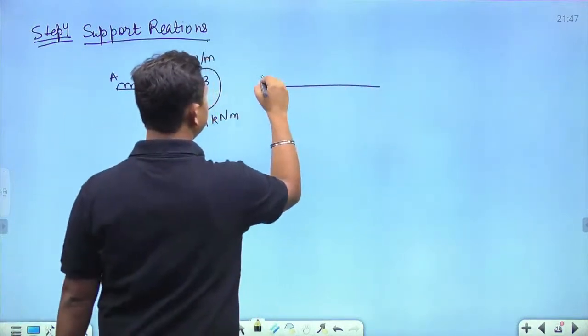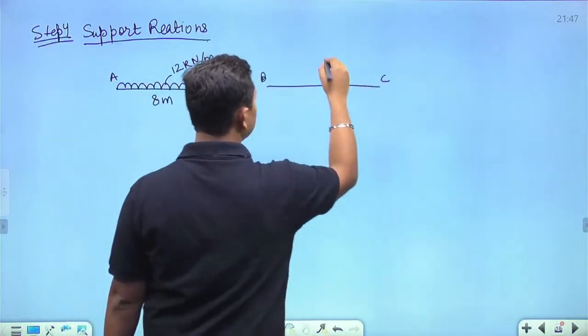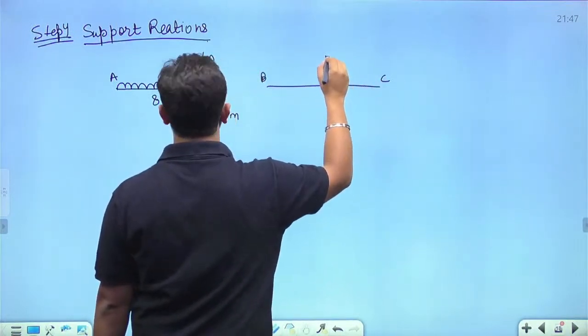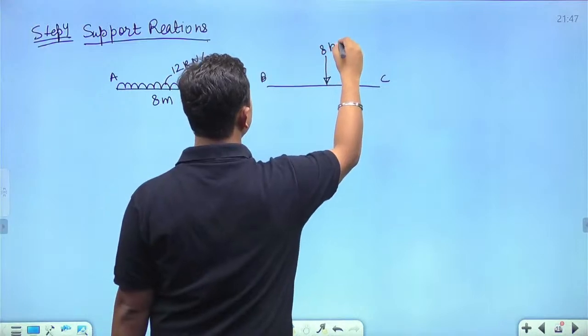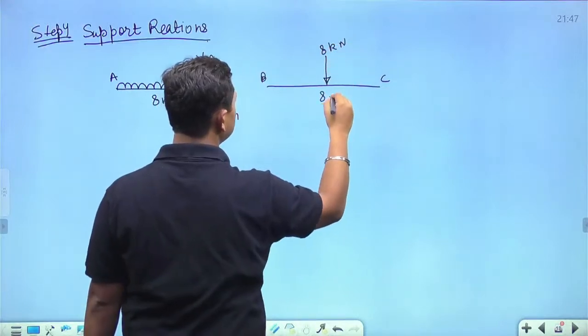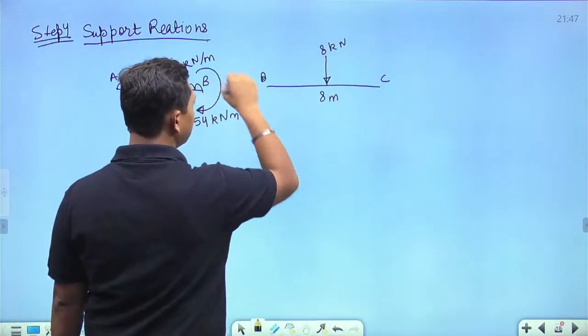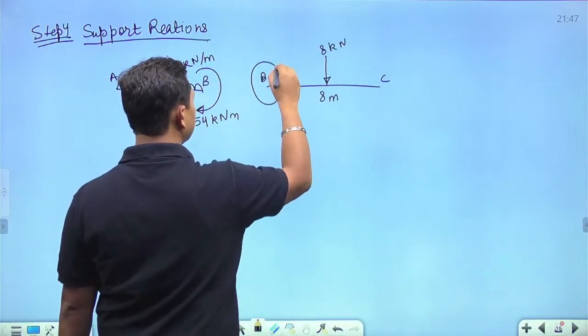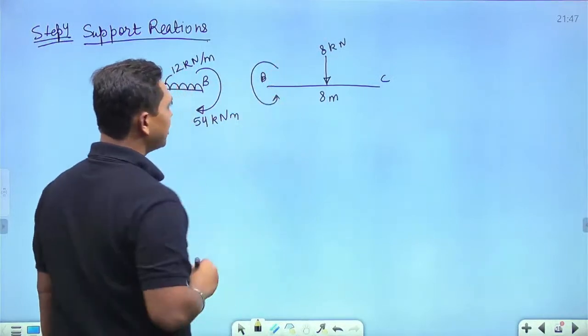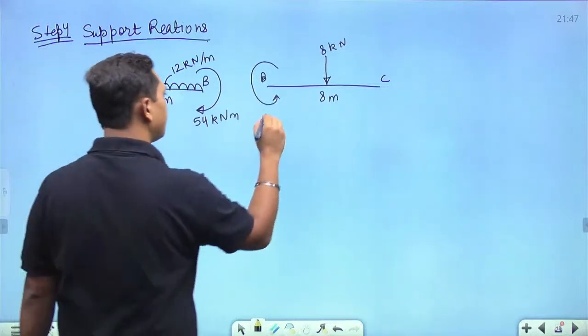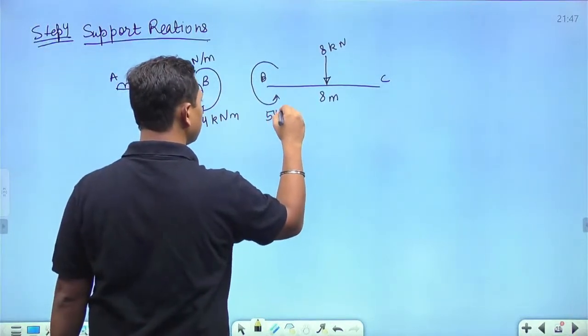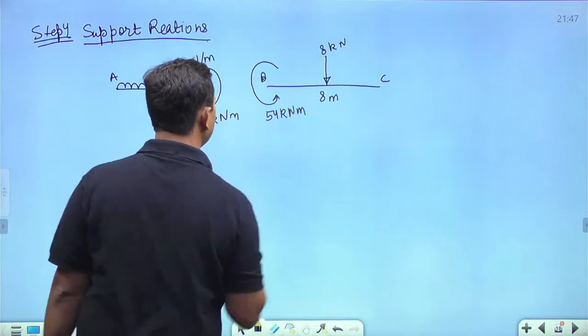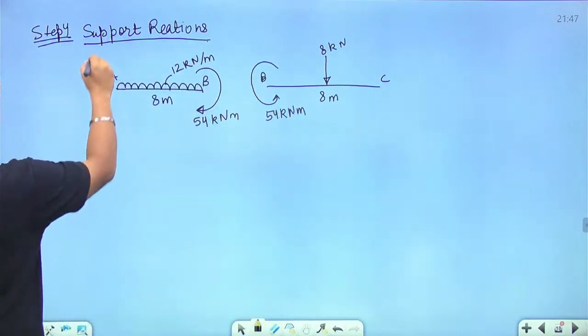and in the member BC a load of 8 kilonewton is acting over here. This span is 8 meters, and over here an anti-clockwise moment of 54 kilonewton meter is acting. Now what are the support reactions?